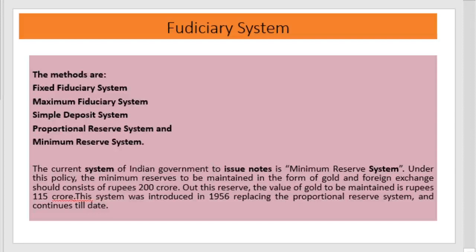Under this policy, the minimum reserves to be maintained in the form of gold and foreign exchange would consist of rupees 200 crores. Out of this reserve, the value of gold to be maintained is rupees 115 crores. This system was introduced in 1956 in India, replacing the proportional reserve system and continues till date. That is, we have followed the minimum reserve system since 1956.